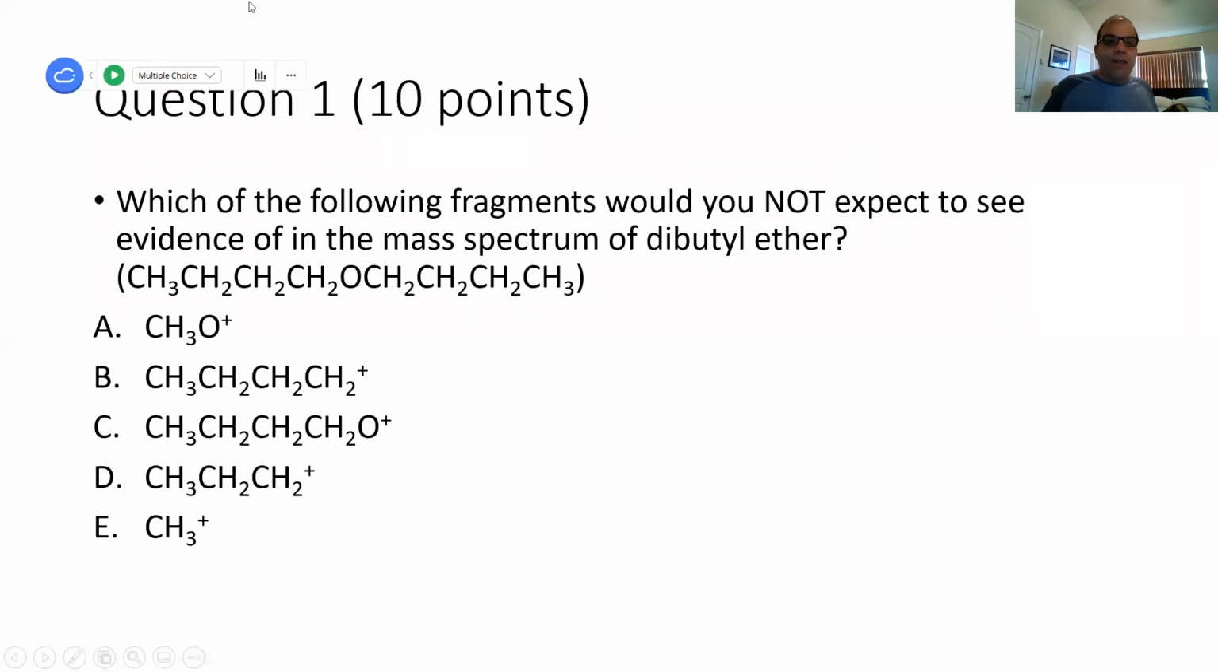So question 1, this relates to what we talked about last time, which was mass spectrometry. I'll start this in just a second. Which of the following fragments would you not expect to see evidence of in the mass spectrum of dibutyl ether? And I've given you the structure of dibutyl ether just in case. So I would put it to you that of those 5 fragments, 4 of them are ones we might reasonably expect to see in the mass spectrum. Maybe we would, maybe we wouldn't, but it would be reasonable to expect. And the 5th one, we would not expect to see that one. At least there's no clear and obvious way as to why that would be there.